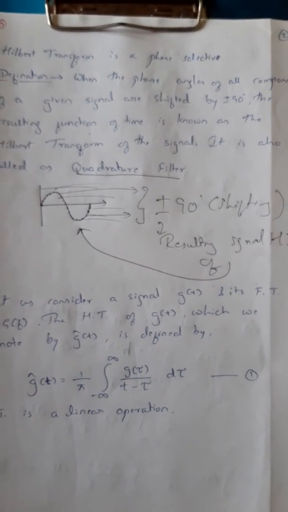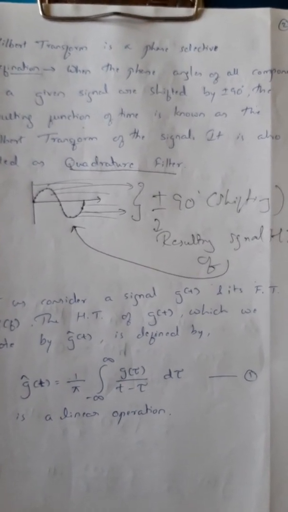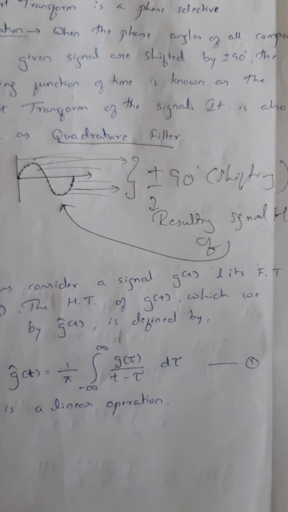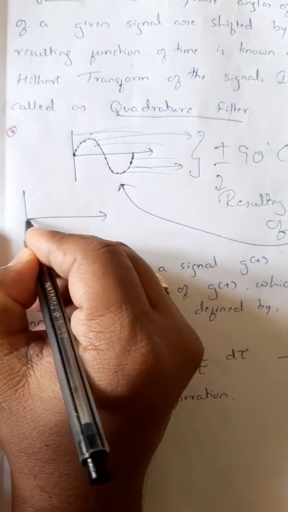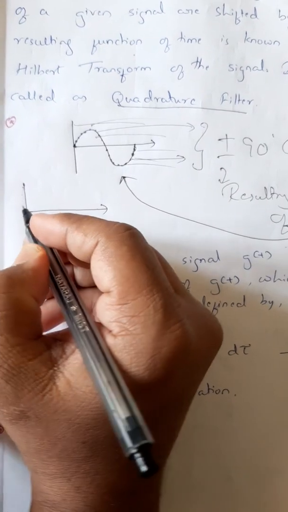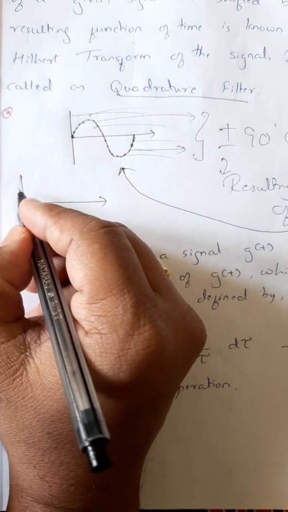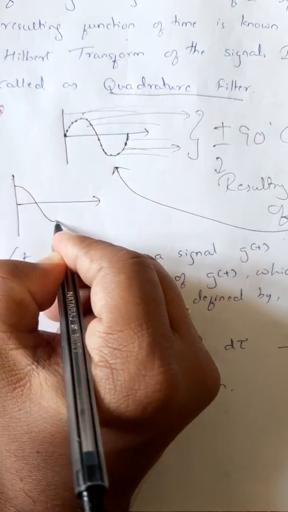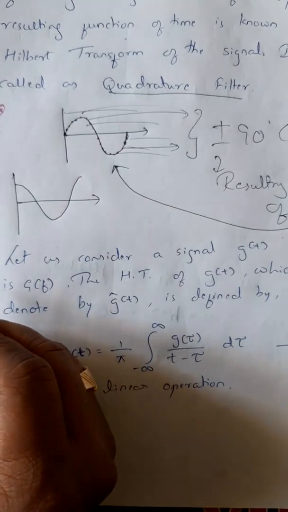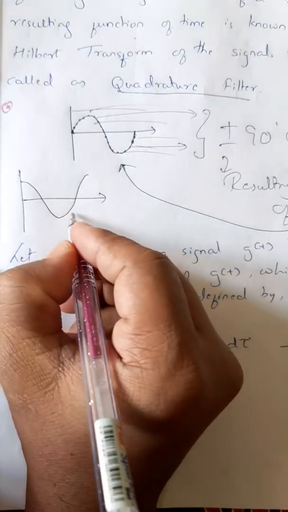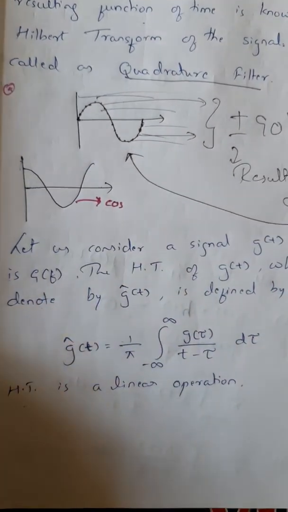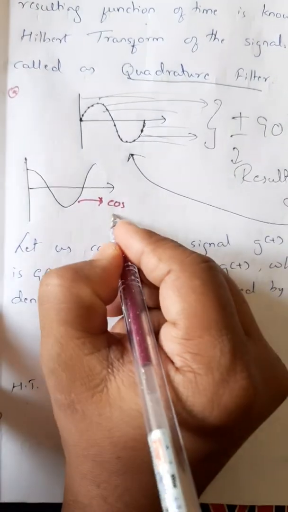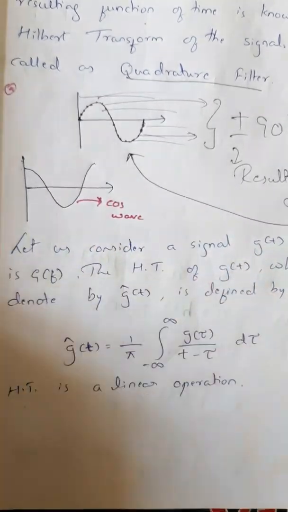Next question arises: why is it called a quadrature filter? What do you mean by quadrature? I'll give another example. Say I have two signals. We have already seen these kinds of signals. What kind of signal is this? This is a cosine wave, or cos wave.